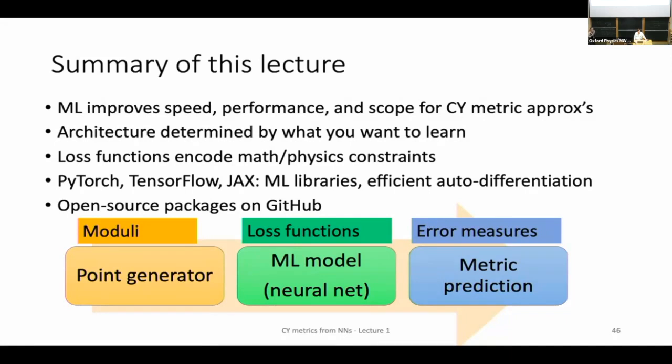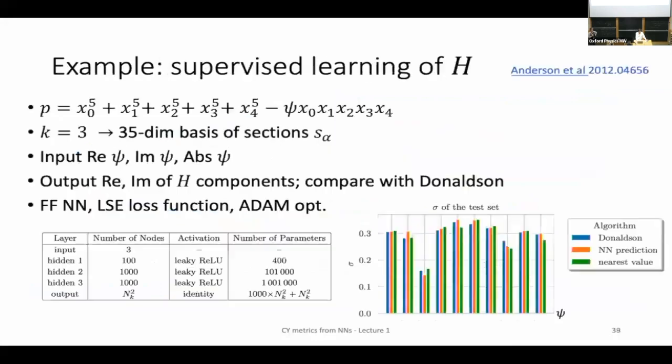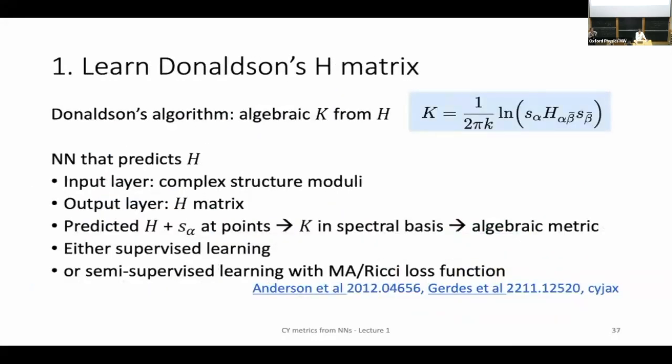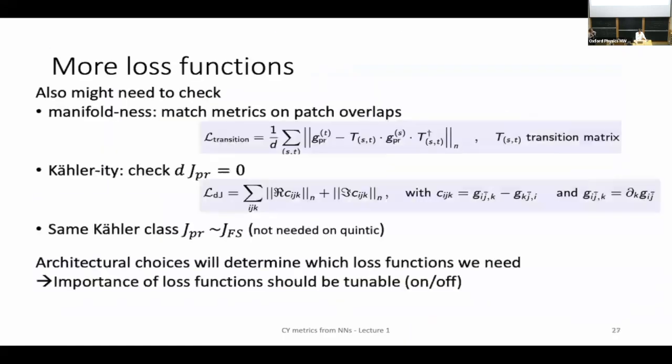Could you go back to slide 27 real quick? There was something that was a bit confusing to me. This one? 27. Yes. You say there that you should be able to turn them on and off, but wouldn't these be requirements you always want to be satisfied? So shouldn't you always have those loss functions switched on?